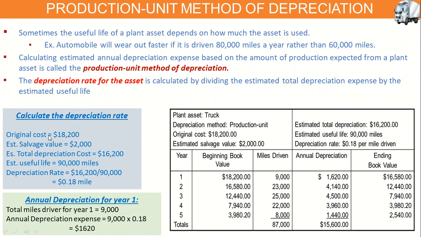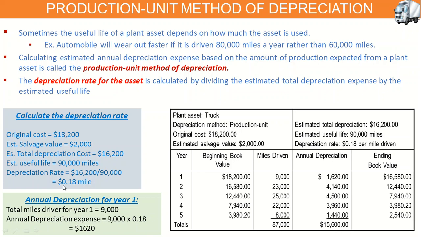Original cost is $18,200. Estimated salvage value was $2,000. So total depreciation cost was $18,200 minus $2,000, so that will be $16,200. And estimated useful life was 90,000 miles. So what was the depreciation rate? It is the total depreciation amount consumed over the life divided by the total miles traveled. So that will be our depreciation rate.